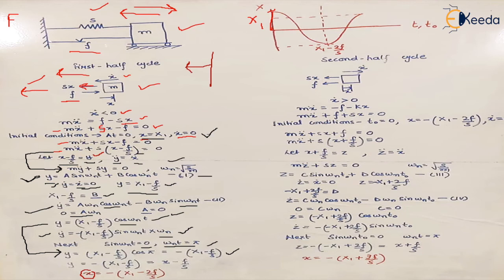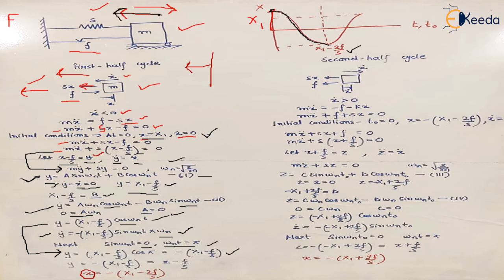If we see in the graph, we started from the condition where the displacement was maximum, which was x1 at time equal to 0, and velocity is 0. What exactly happened? The amplitude decreased, and the displacement went to a negative value, in the opposite direction, so the value becomes x1 minus 2f upon s for the first half of the cycle. So in the first half of the cycle, the body goes from the equilibrium, or you can say the mean position, to a new position on this side.